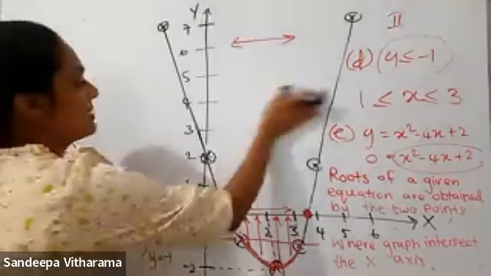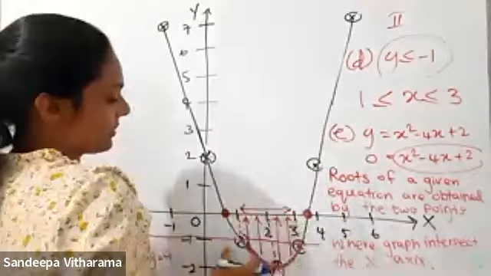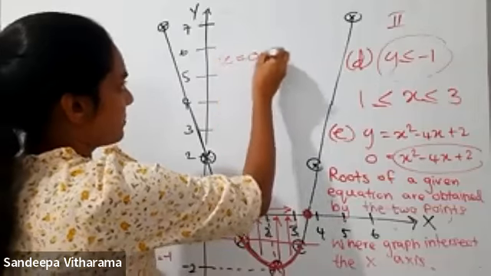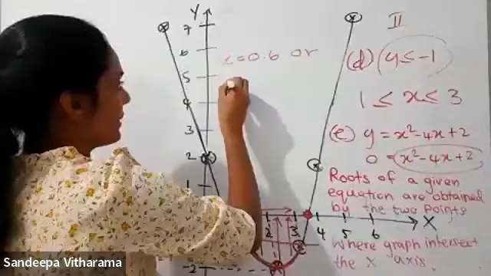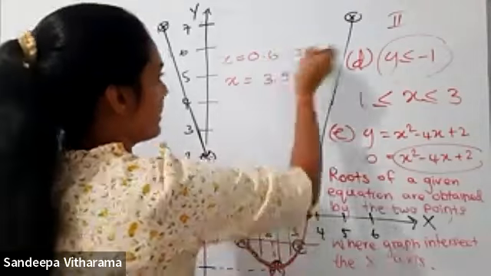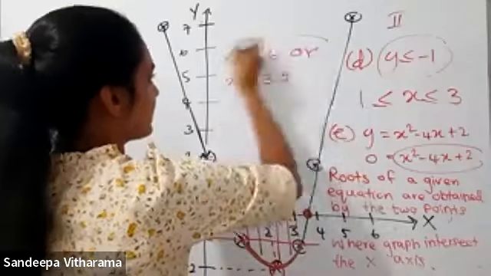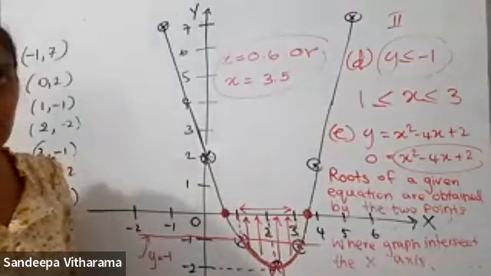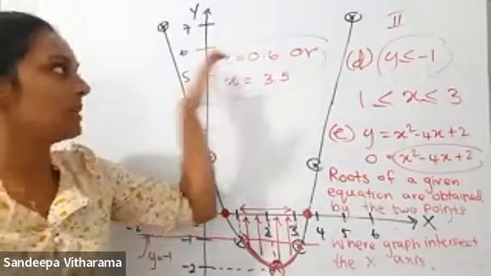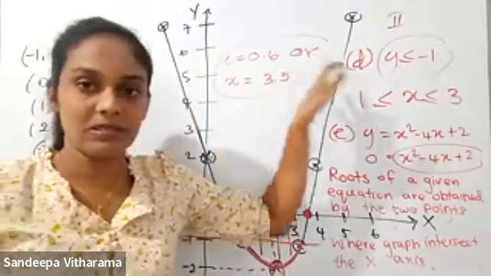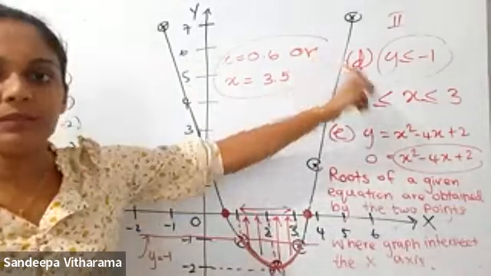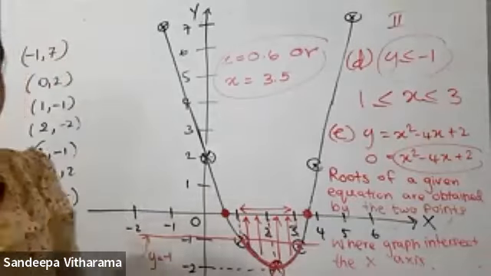When you write the answers for the roots of the given equation, remember that it says x equals 0.6 or x equals 3.5. Okay, because these are the two roots: either x equals 0.6 or x equals 3.5. Be very careful about this.